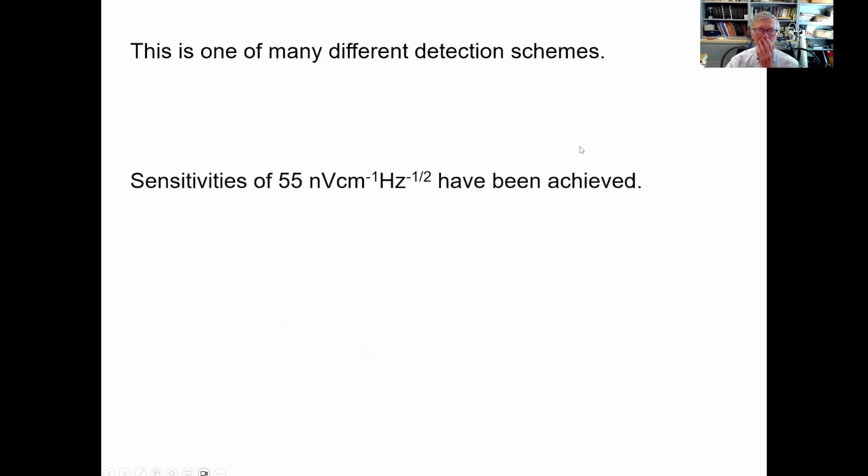So there are many different detection schemes, and I am not about to try to go through all of them. But I believe that sensitivities of 55 nanovolts per centimeter per root hertz have been achieved, perhaps even better. But okay, it's possible to detect very small microwave fields using this technique. And with that, I thank you for your attention.